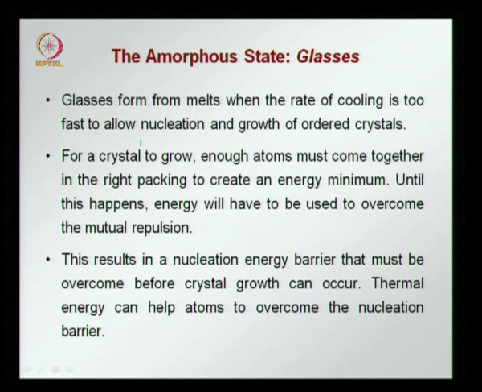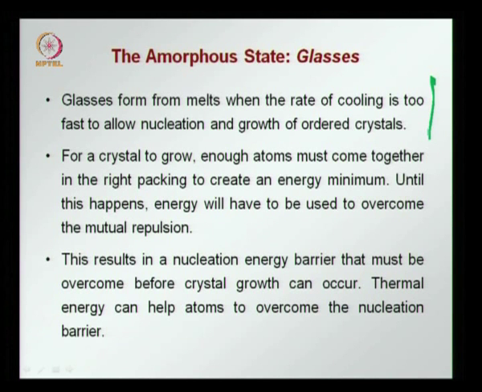Now for this to occur, a certain amount of time is required, the rate of cooling has to be slow enough so the nuclei can form and the nuclei can grow into orderly crystals. Suppose we do not allow the material to cool slowly, we cool the material very fast, then there is no time for this ordering of the structure to occur, and you have a glass forming. Okay? So that is what is said here, when the rate of cooling is too fast to allow nucleation and the growth of ordered crystals, a glass is formed, an amorphous structure is formed.